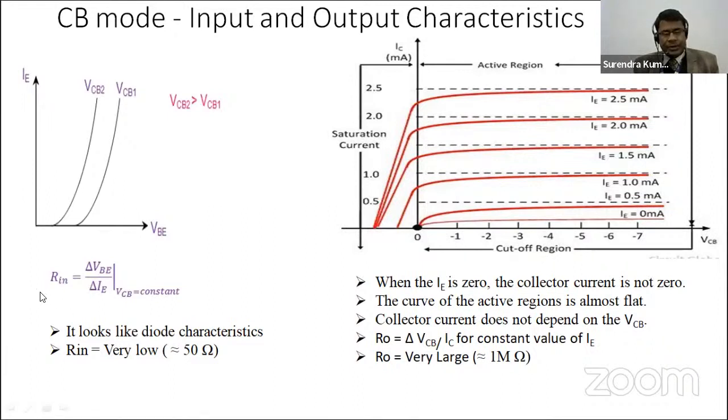Rin, the input dynamic resistance of a transistor in common base configuration, is the ratio of delta VB over delta IE. This is the change of VB, and this is the change in current, for a constant value of VCB. Here you can see the change in VB is very small and the change in current is very large. So the value of this function will be very small, and the range of this Rin, or dynamic input resistance, is just around 50 ohm.